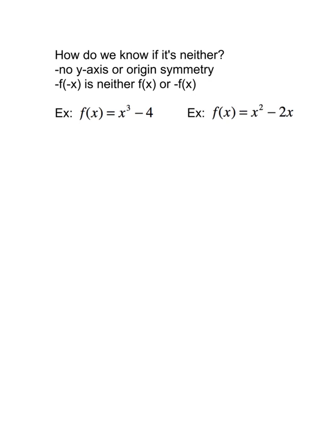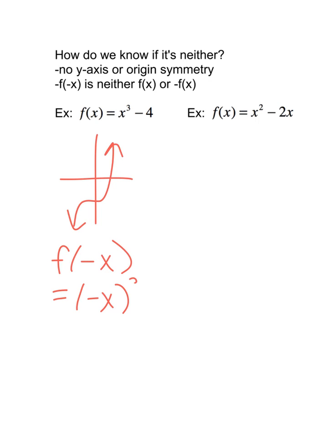If you plug it into your graphing calculator, x to the third minus 4, it's basically a cubic that's been shifted down 4. So it looks something like that. So we don't have y-axis or origin symmetry for this one. And if I try to plug negative x into the function for this one, start simplifying, this will be negative. What happens is my x to the third changed signs, but my minus 4 stayed the same. So overall the function didn't stay the same, and overall the function didn't become opposite, so that's one way we know that it's neither.